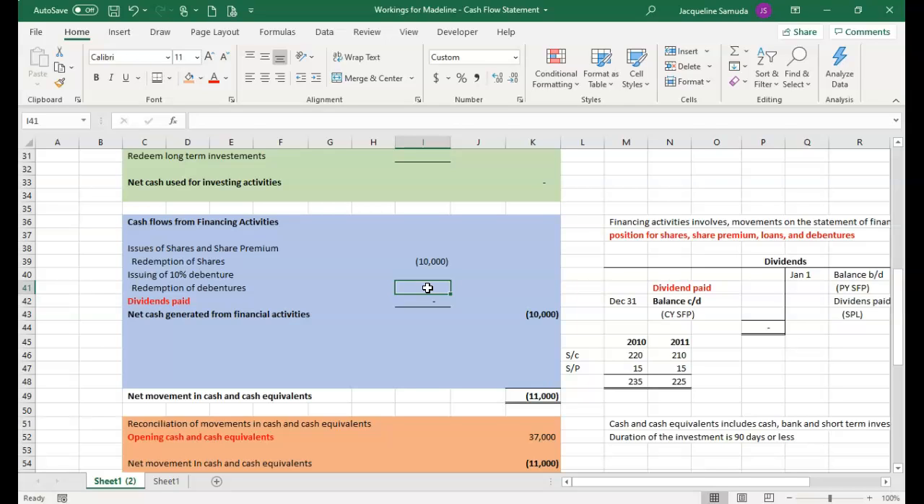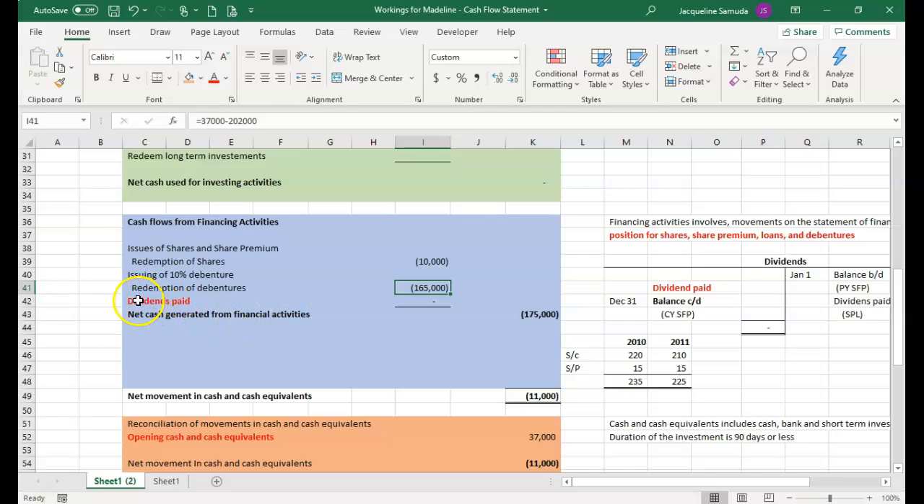So again, let me start off with the smaller figure, which is 37,000, and subtract 202 from that. So they used $165,000 to pay off the debentures. So in the financing activities for the year, they bought back some shares and used up money to do that. And they paid off the debentures, and again, they used some money to pay that.